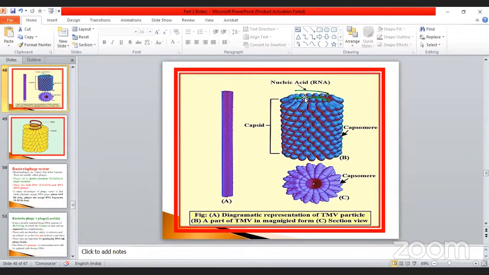At the same time, it is also covered by one of the layers called the capsid. Each unit of the capsid is considered a capsomere. More than one capsomere united together form a capsid. So the capsomere is nothing but the unit of the TMV, tobacco mosaic virus. It's just like a barrel-like structure, a bunch of banana. See the next slide, you can easily understand.